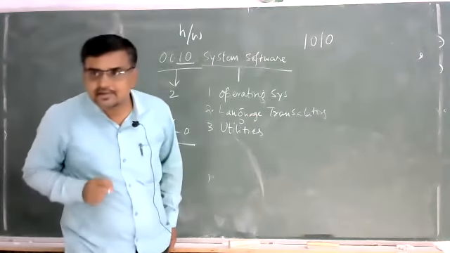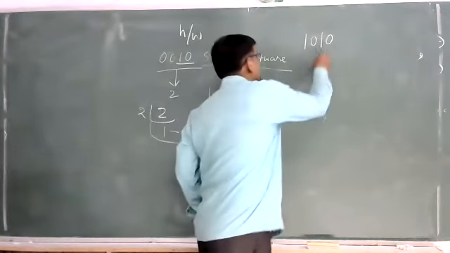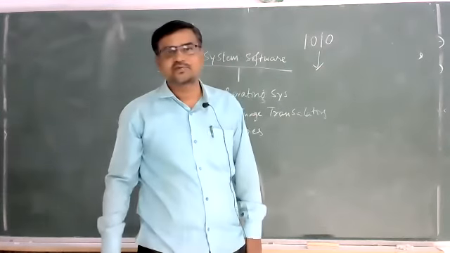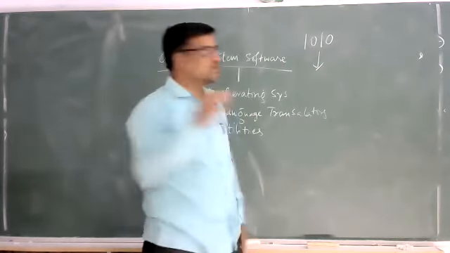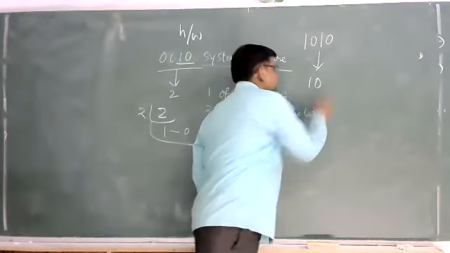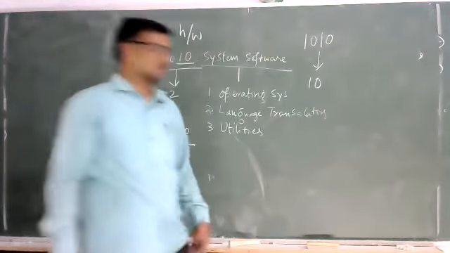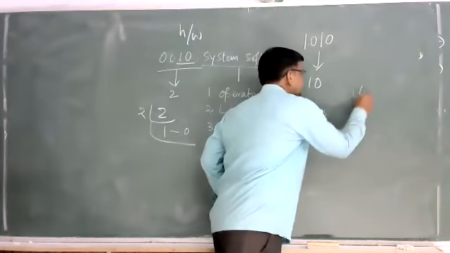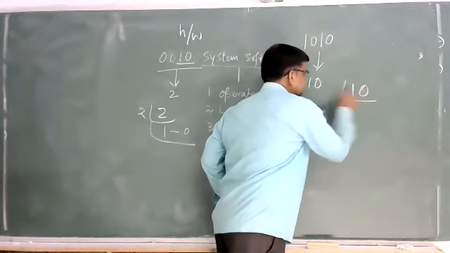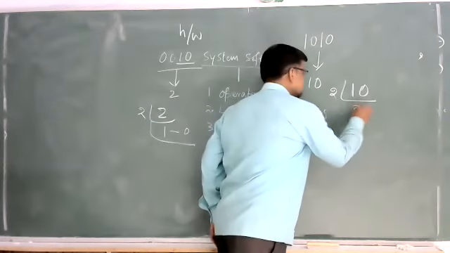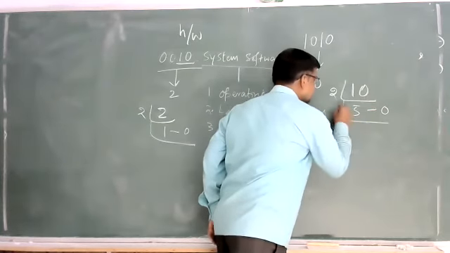What is 1010? What is the value of 1010? It is 10. 1010 is 10. Yes, how? 10. You have to divide it by 2. Correct? 2 5s, 10, nothing remains.